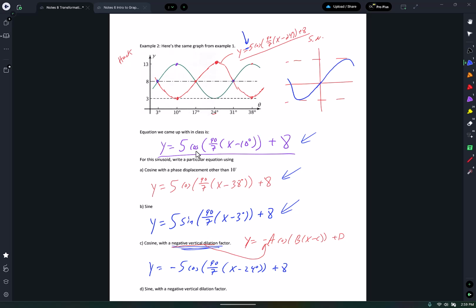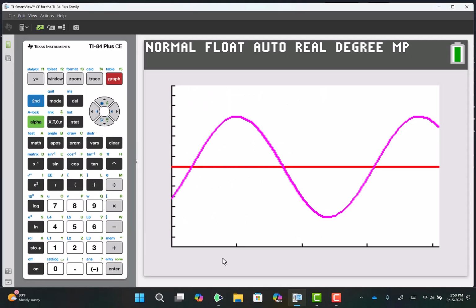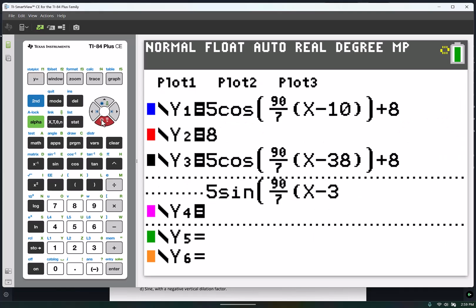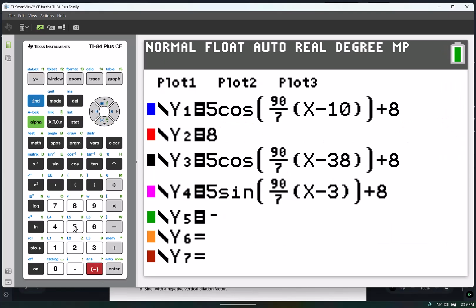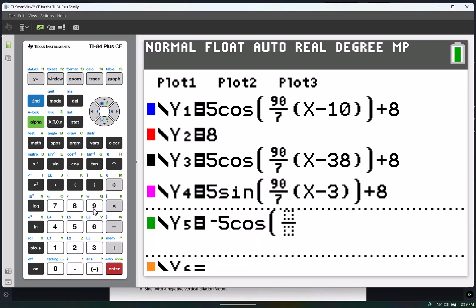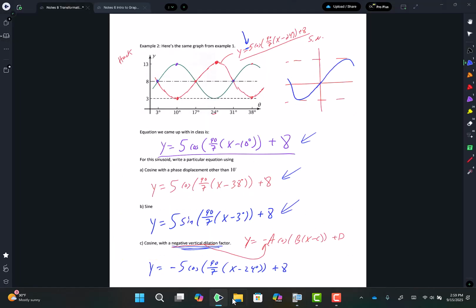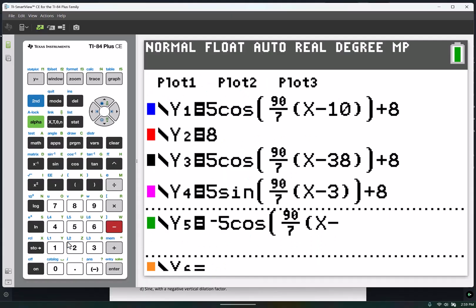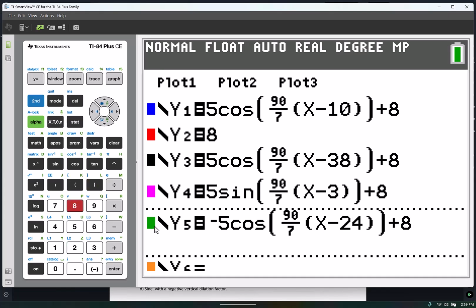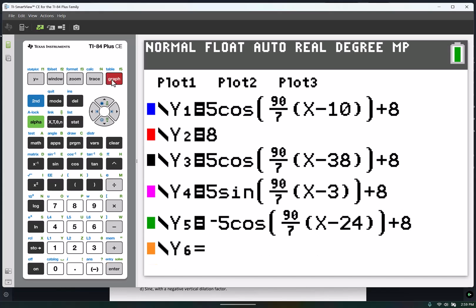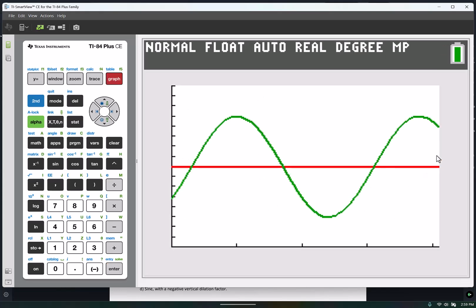We're graphing the same curve. So on the calculator, check it out, guys. On the calculator, go ahead and type it in. Negative 5 cosine 90 over 7, x minus, and I already forgot, what was it? 24, plus 8. And look, it's this green one here. By coincidence, it's green here on this one. And check it out. It's the same.